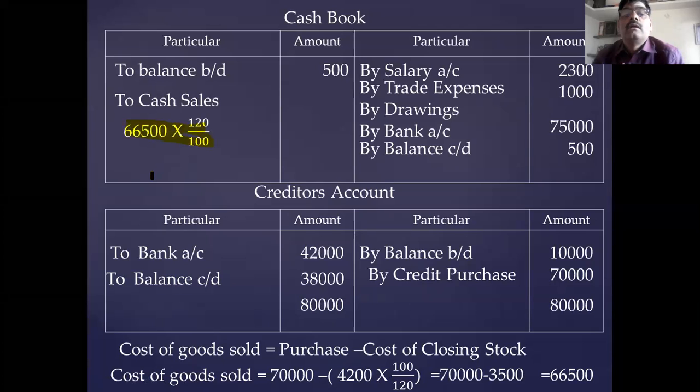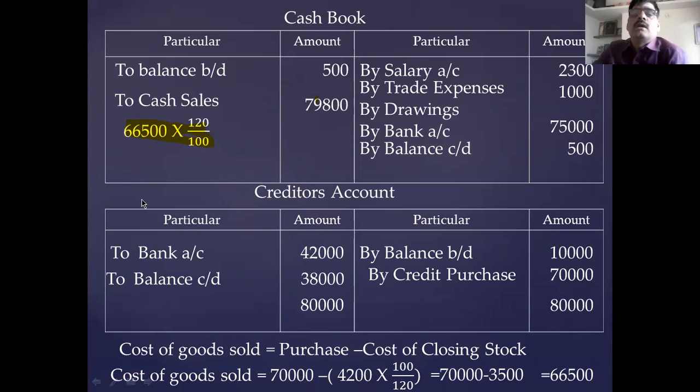This is the cost. 100 is the cost, 120 is the selling price. For 66,500, what is sales? So sales is 79,800. In this way you calculate. Otherwise you can come from the trading account. Here one type of calculation I showed, another type of calculation I will show in the trading account.